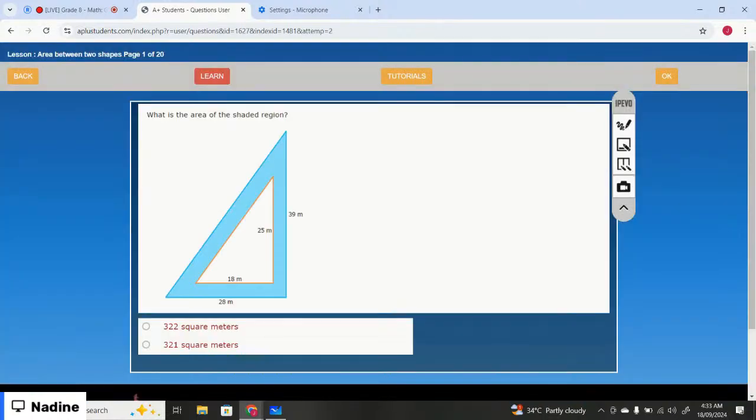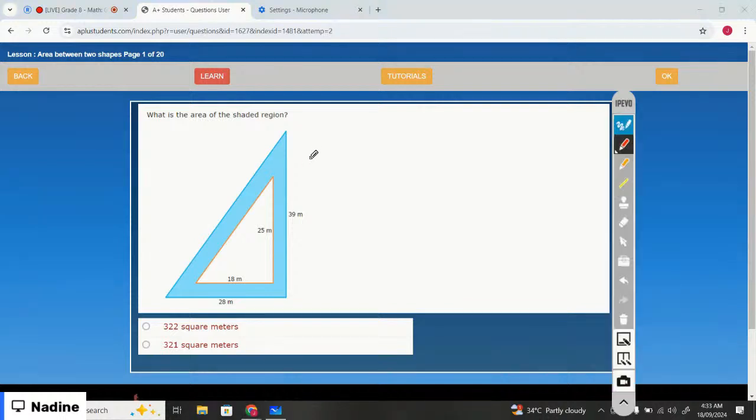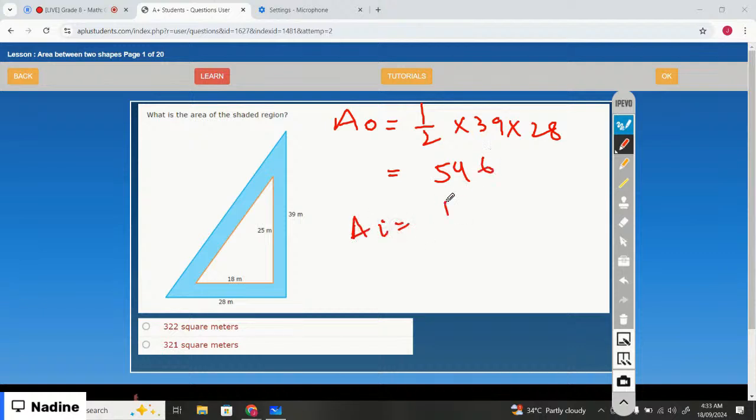Let's just start with the test questions. What is the area of the shaded region? So you have to do exactly the same thing. Let's just calculate the area of the outer triangle, right? That is half times base times height. Let me just use the calculator. That is 546.